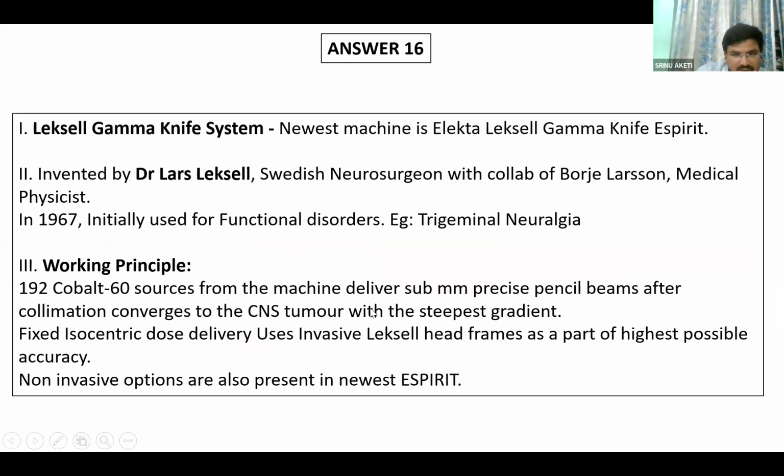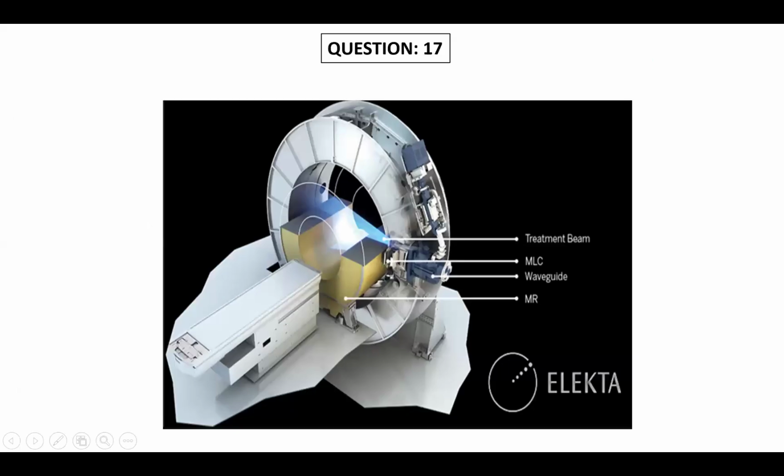So mainly for SRS, trigeminal neuralgia, very small tumors. That's it. This is the Esprit, Elekta's newest model. Okay, sir. This is the model. So can you say something about this?